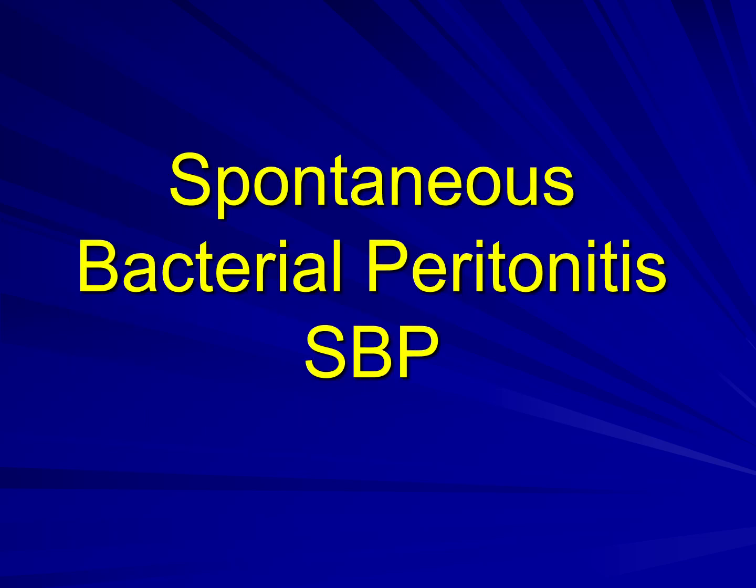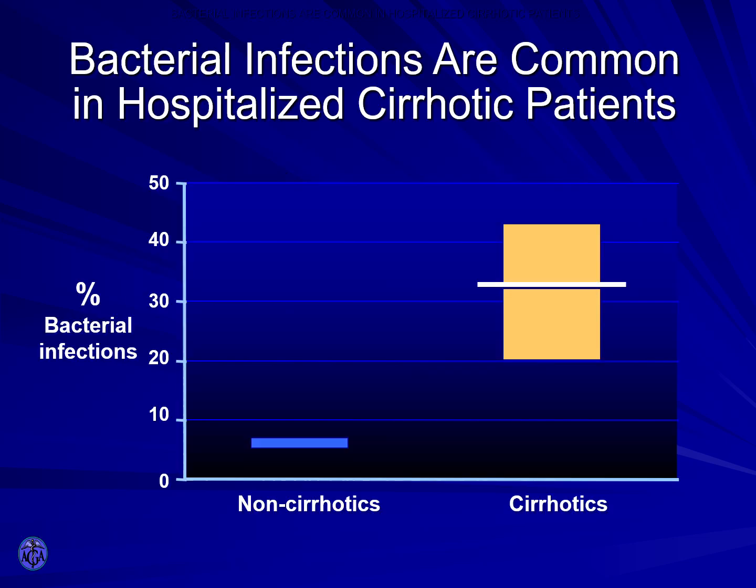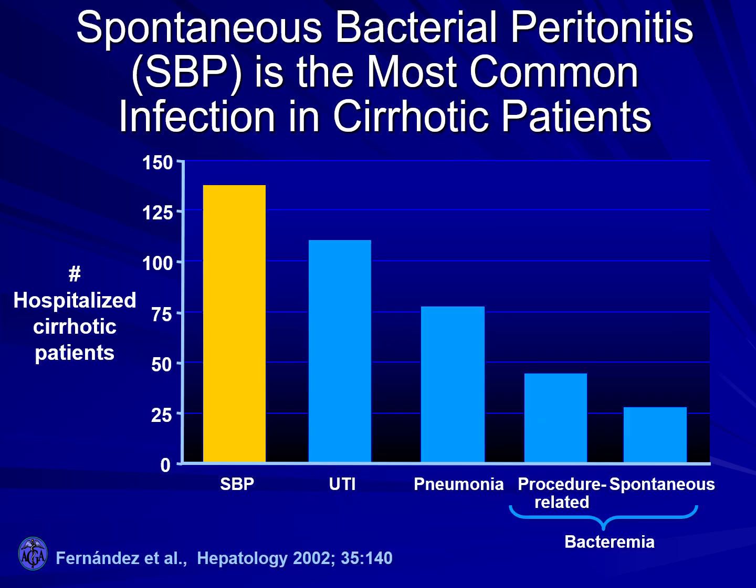Now we will discuss spontaneous bacterial peritonitis, or SBP. We know that bacterial infections are common in hospitalized cirrhotic patients. As you see on this slide, in non-cirrhotic hospitalized patients infection is around 8%, but in cirrhotics it is around 34%. SBP is the most common infection in cirrhotic patients as compared to UTI, pneumonia, or procedure-related bacteremia.